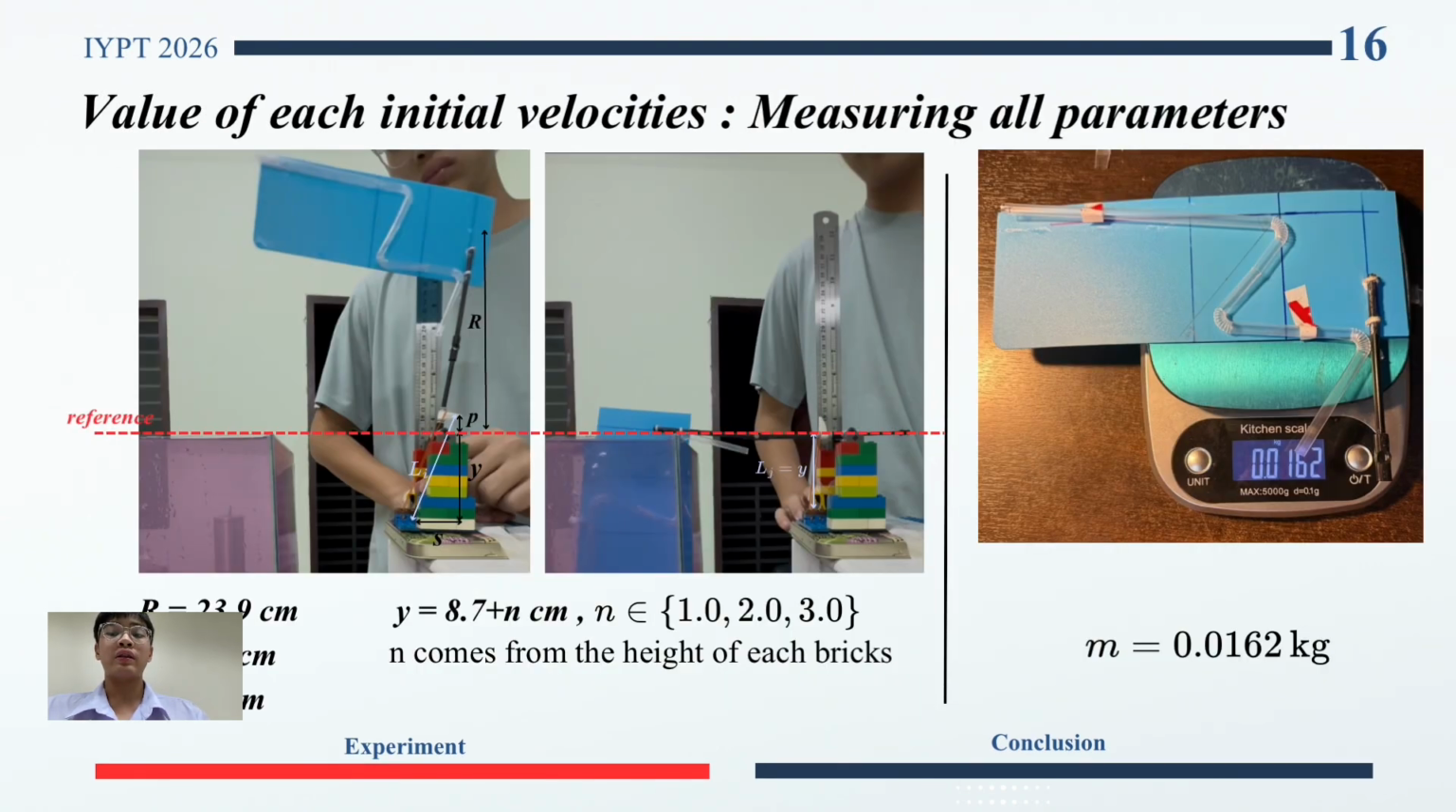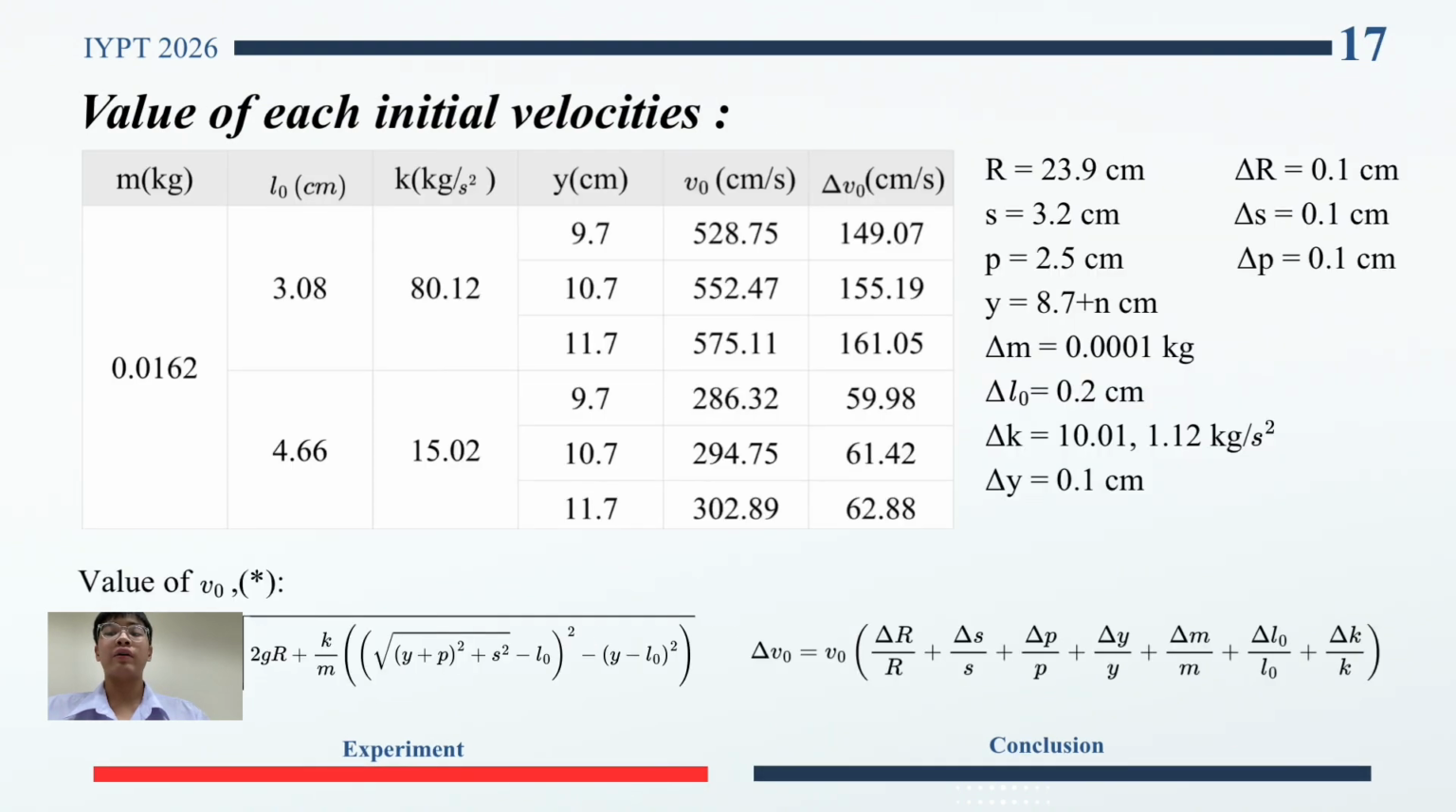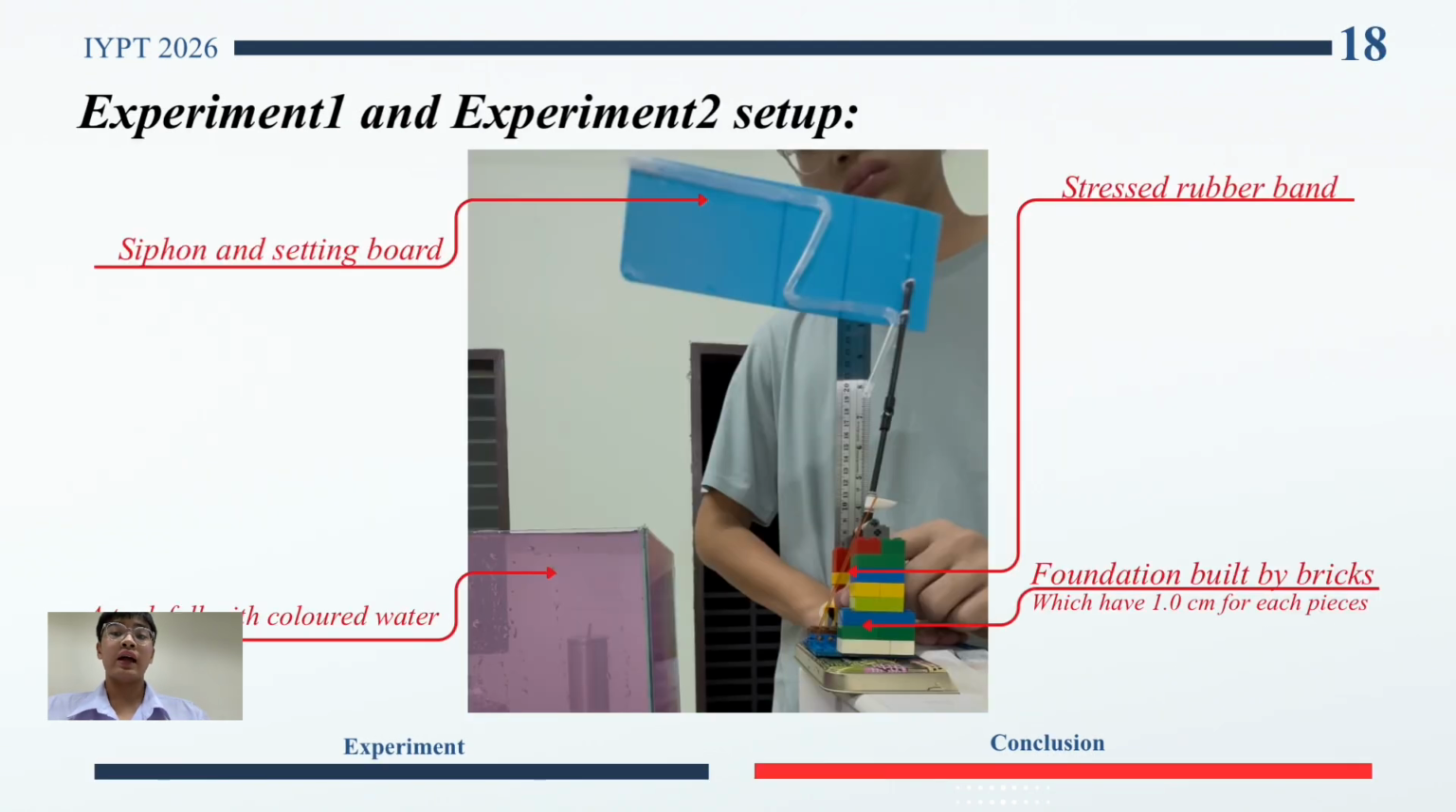After knowing the K constant, we then find the velocity by using the earlier formula. The value of each initial velocity ranges from 286 to 575 centimeters per second. This is the experiment 1 and experiment 2 setup, which has a siphon and a setting board. At the top, a stretched rubber band, and a foundation built by bricks at the bottom, and a tank full of colored water.